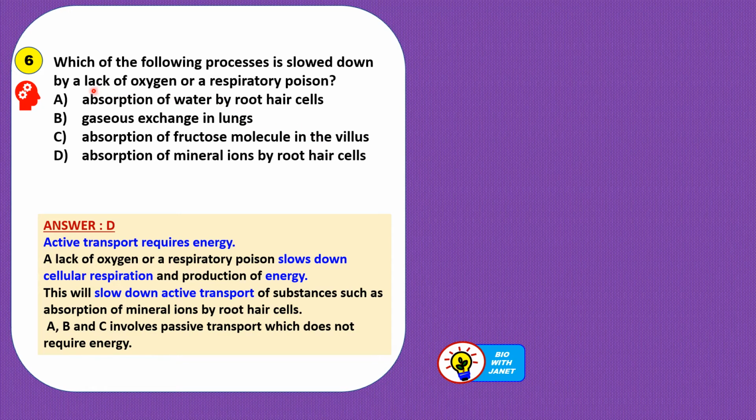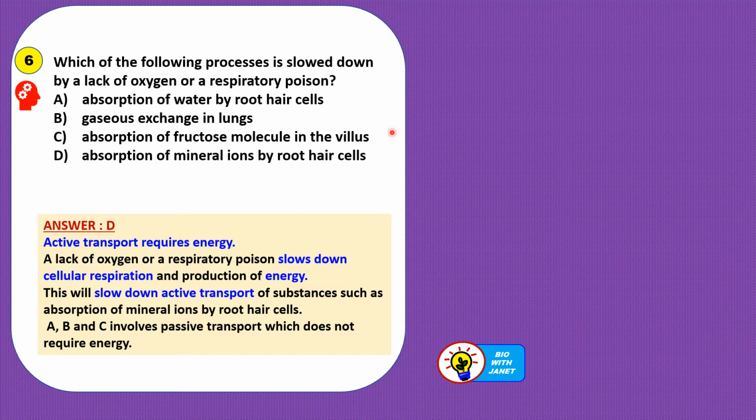Okay, let's go through them one by one. Absorption of water by root hair cells is by what process? Osmosis, right? Gaseous exchange in lungs by diffusion. Absorption of fructose molecule in the villus by facilitated diffusion. So these three processes, A, B, and C, are processes that involve passive transport.